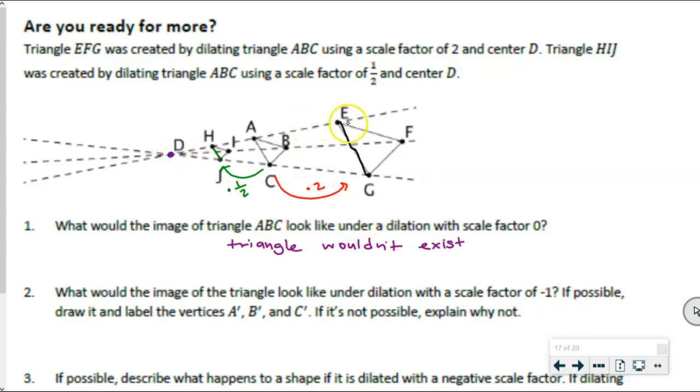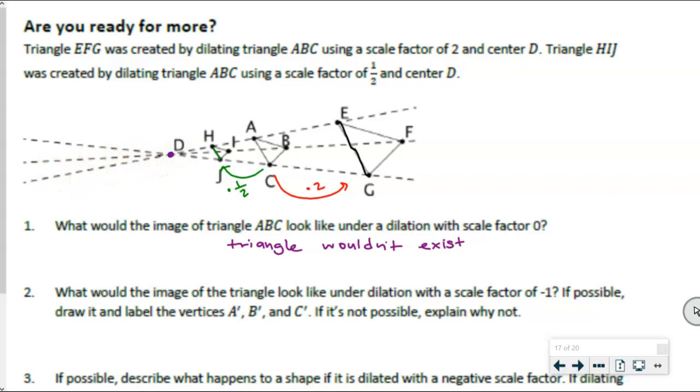Notice that A, E, and H are all on the same line that goes through that center of dilation. But if I extend that beyond that center of dilation, you can see that that line is already drawn. All of these lines over here on the left-hand side are just extensions of these other ones, so I'm not going to take the time to draw all of them. But do notice A, E, H, D are all on the same line that continues on back here.